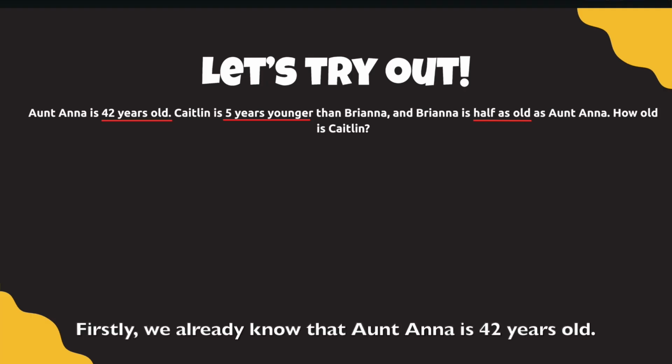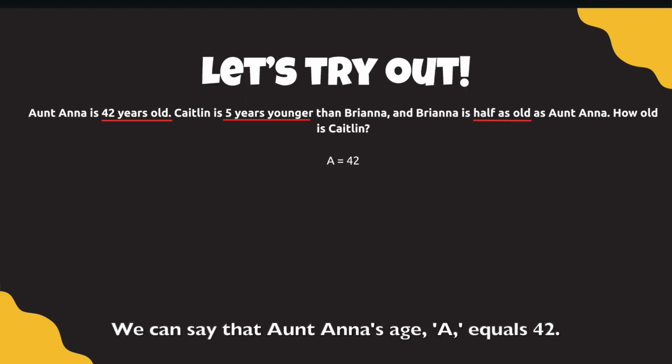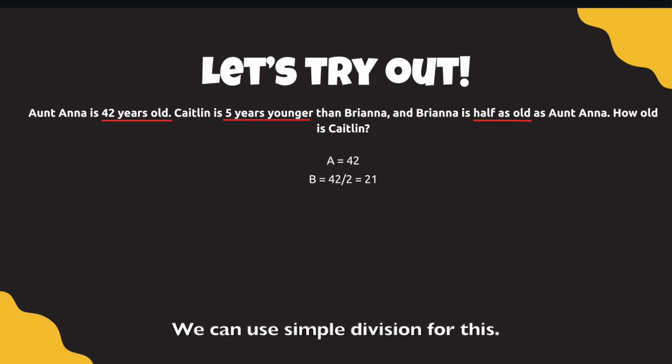Firstly, we already know that Aunt Anna is 42 years old. So let's just set a variable that tells us this. We can say that Aunt Anna's age, A, equals 42. The next thing we have is that Brianna is half as old as Aunt Anna. We can use simple division with this. So Brianna's age, let's say B, will equal 42 divided by 2, which is 21.